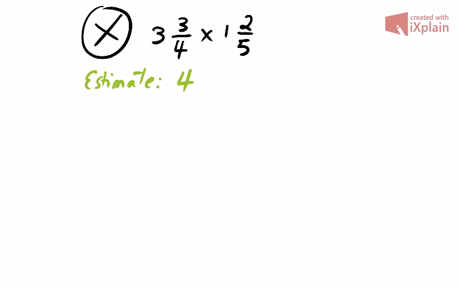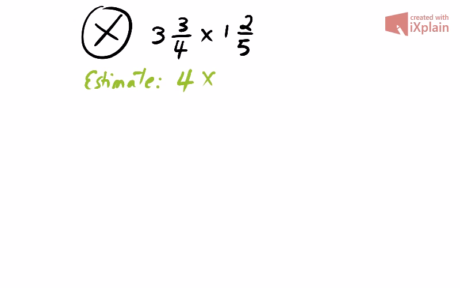Multiplication of fractions. We're going to multiply 3 3/4 and 1 2/5, two mixed numbers. We could do a quick estimate here before we start. For the estimate, 3 3/4: 3/4, we know what size that is. It is more than a half. So 3 3/4 will be more than 3. It will be almost 4. So let's make it 4.